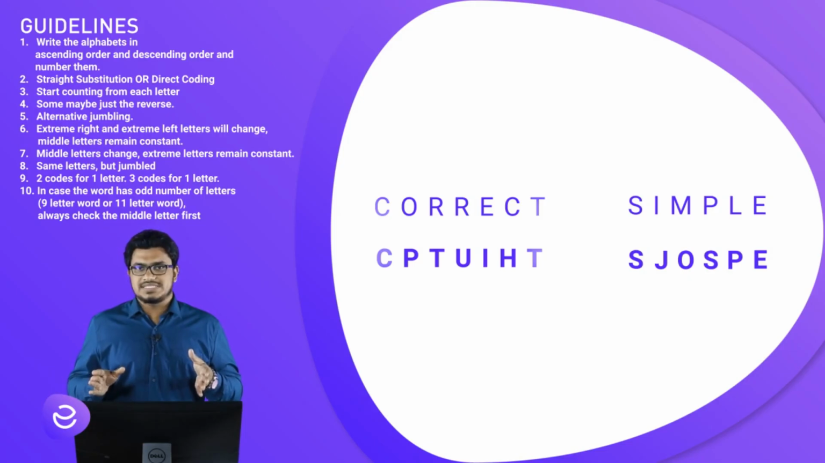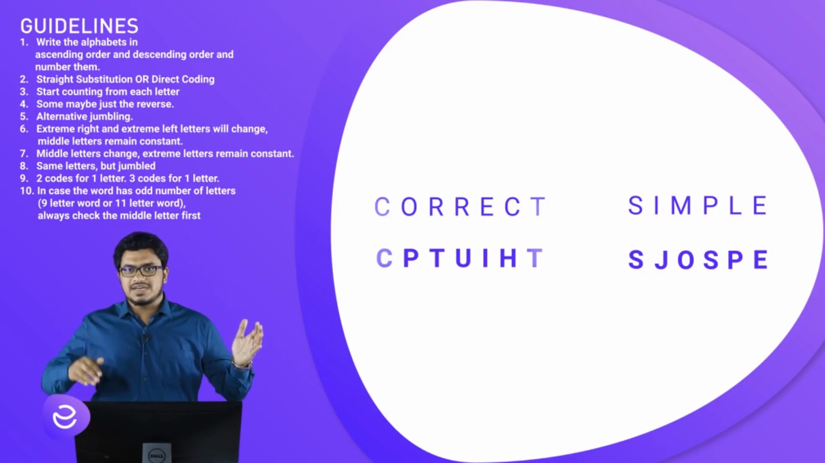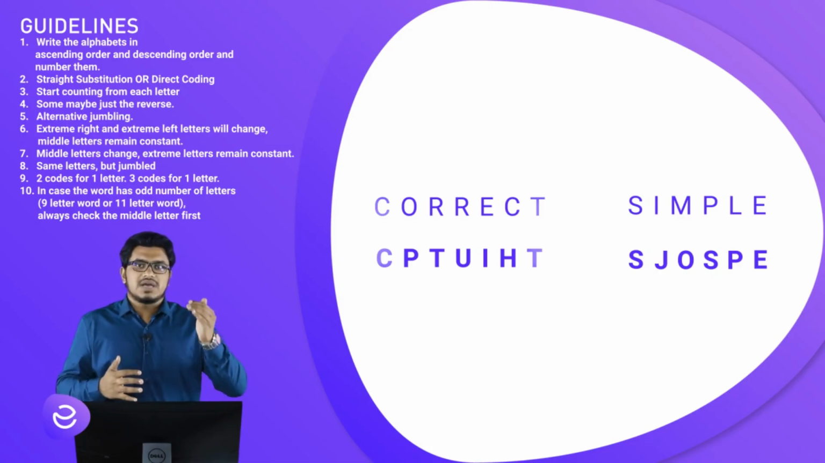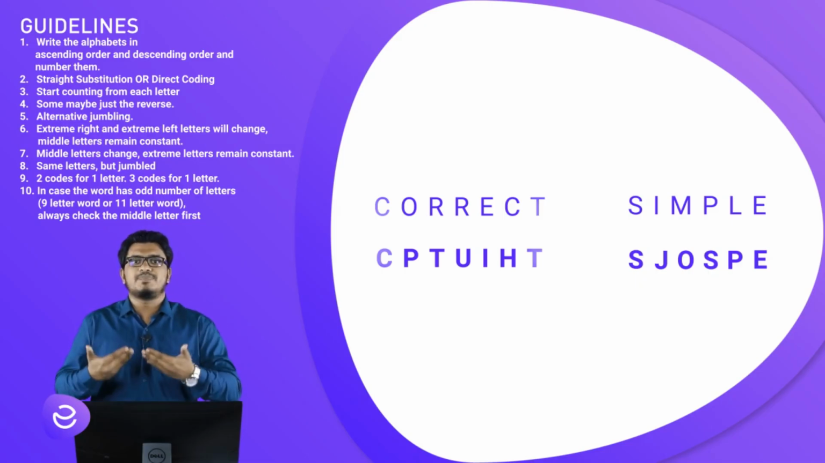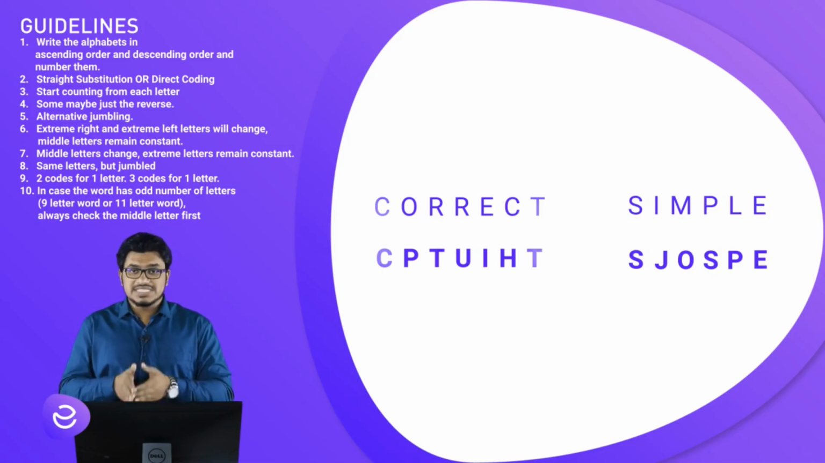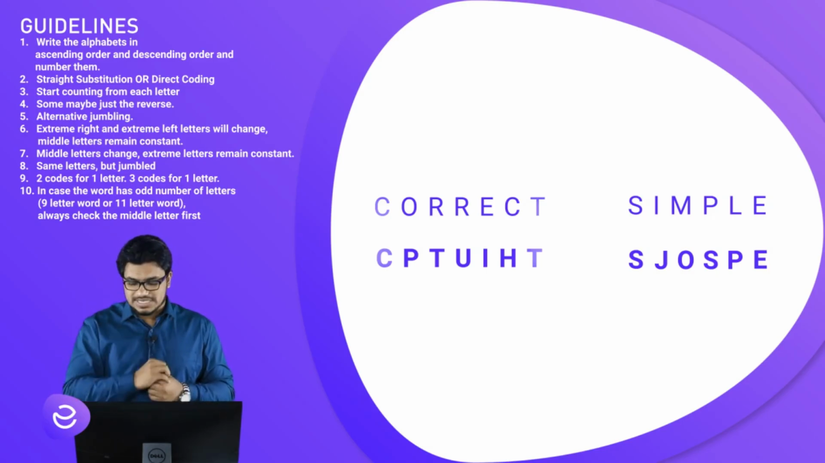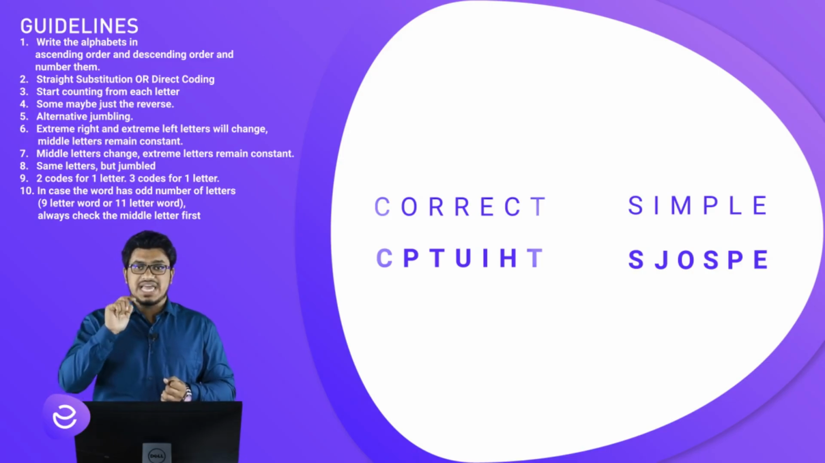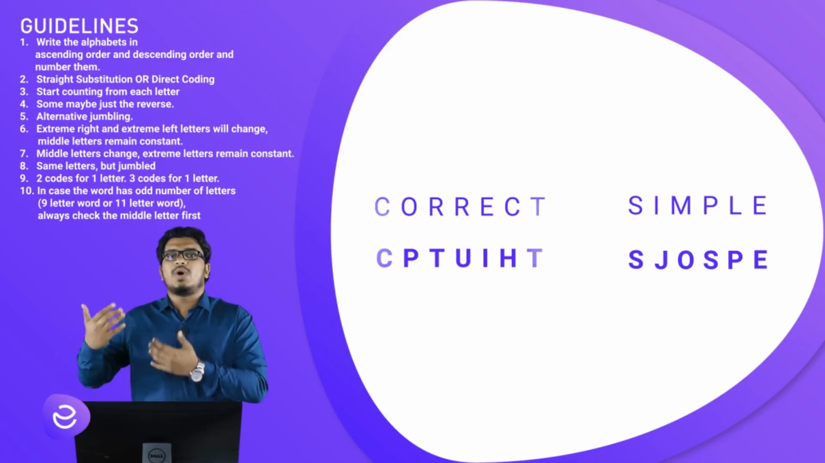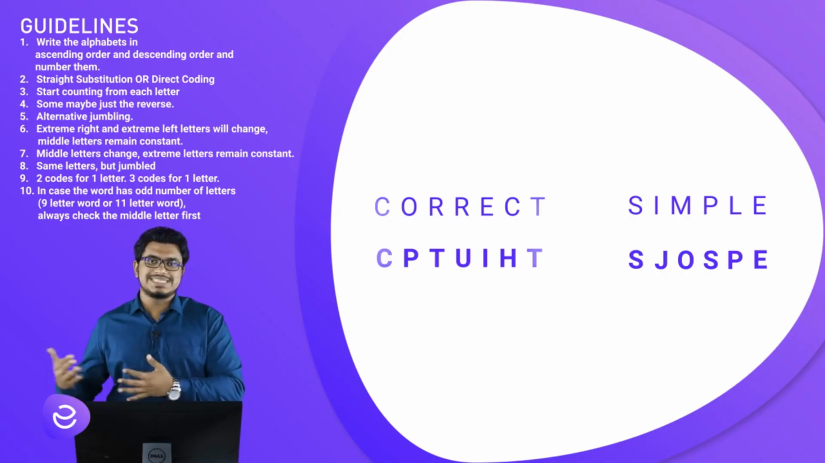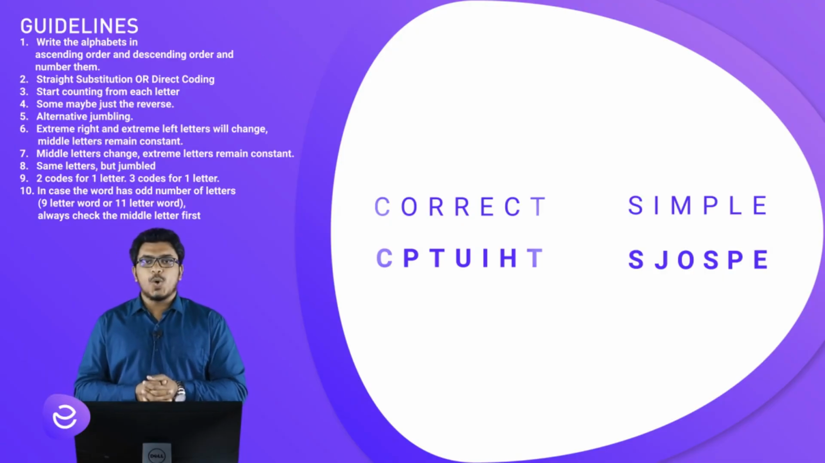So what happened in this case? The first letter and the last letter stay constant, and there is a format for the middle letters: with each passing letter, you skip one more letter. In the first case, OP, no letter is skipped. In the second case, RST, one letter is skipped. Third case, R, S, T, U, two letters are skipped. In the fourth case, E, F, G, H, three letters are skipped, and as you go on, one additional letter is skipped every time. So when you apply that same code to the word simple, you get the answer as SJOSPE.